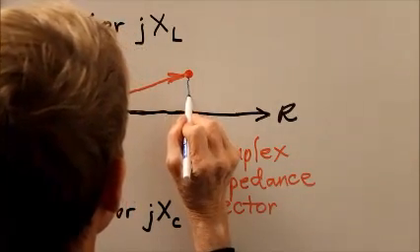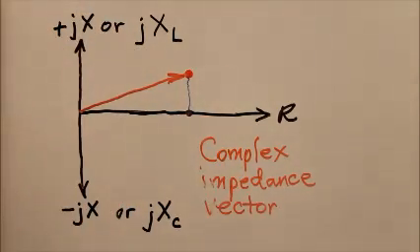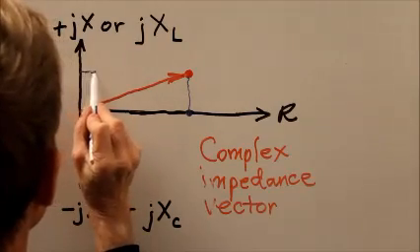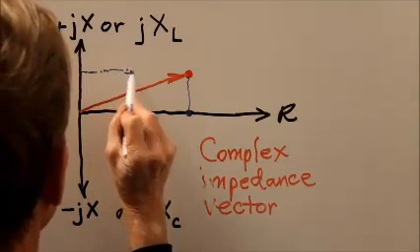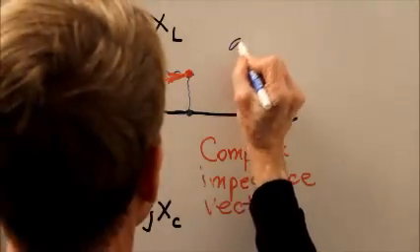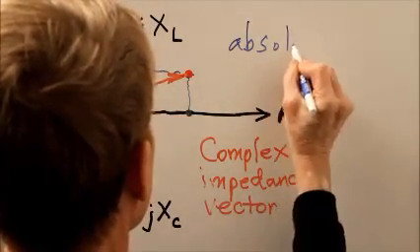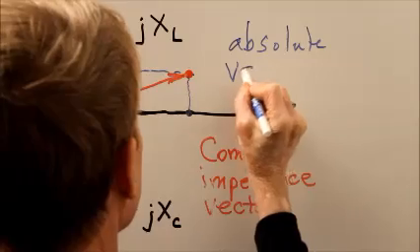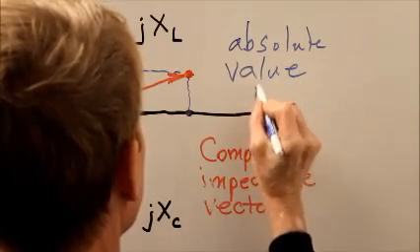If you go straight down from the point, you get the resistive part of that impedance, and if you go straight to the left over to the axis, the reactance axis, you get the reactance portion. Here we have a certain amount of resistance and a certain amount of inductive reactance to create a complex impedance vector. The length of that vector is the absolute value impedance.